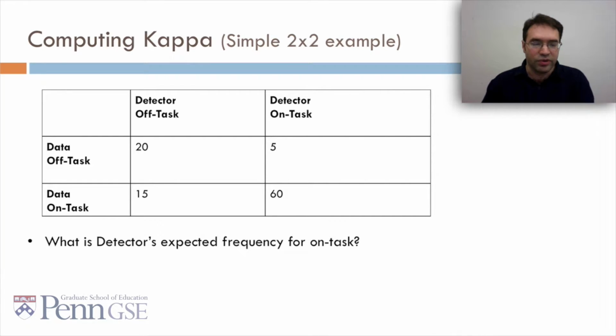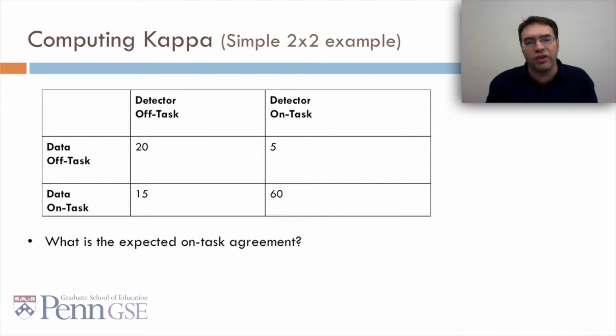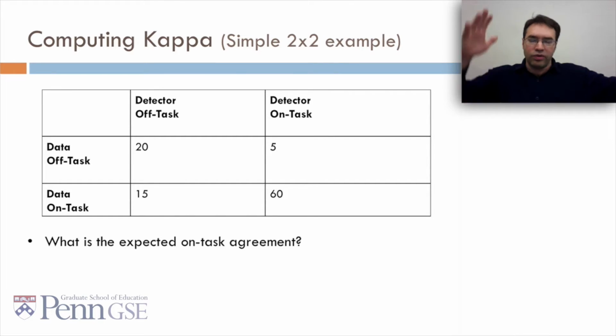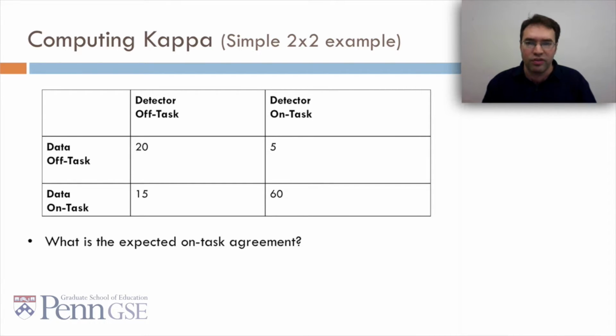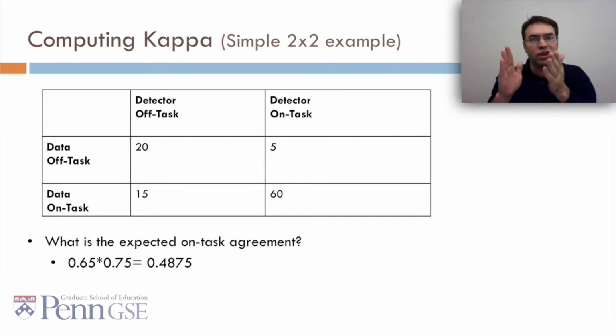What's the detector's expected frequency for on task? Well, look at the detector on task column. 60 plus 5 is 65, or 65%. What's the expected on-task agreement? Well, if we take the two cases and say, what's the data's percentage of on-task, what's the detector's percentage of on-task, and we say there's actually no correlation between the detector and the data, we're just going to have people be on-task according to the detector or the data by complete chance according to the proportions, 75% and 65%. In that case, the expected on-task agreement is 65% times 75%, which is 48.75% for those of you who have a calculator in your head. So we can put that in the bottom right cell.